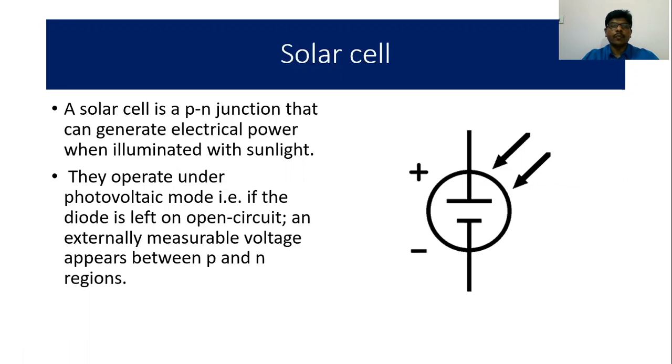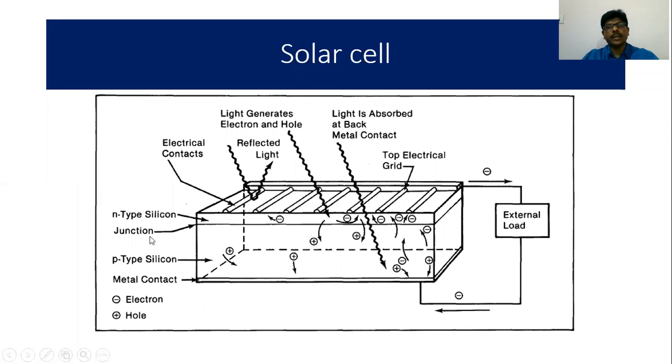They operate under photovoltaic mode. That is, if the diode is left on open circuit, an externally measurable voltage appears between P and N regions. This is the diagram for a solar cell, wherein we have metallic contacts at the bottom and on the top. At the bottom, the entire area is covered with metallic contact, whereas on top it is in the form of a grid, so that the light energy can enter and strike the PN junction.